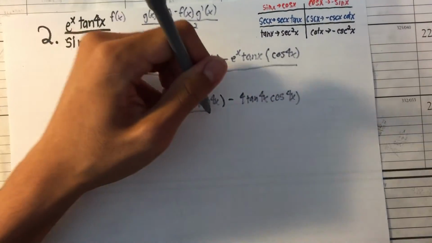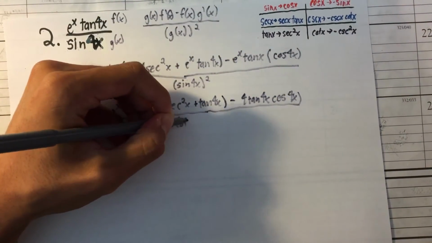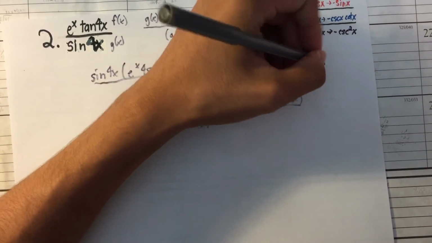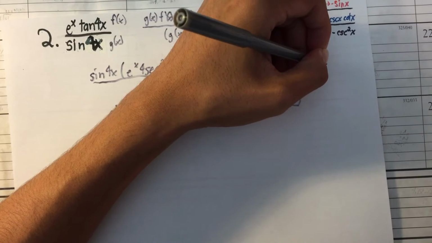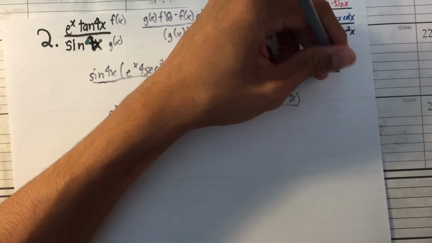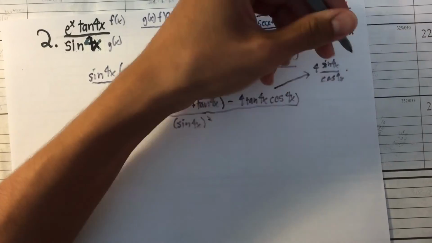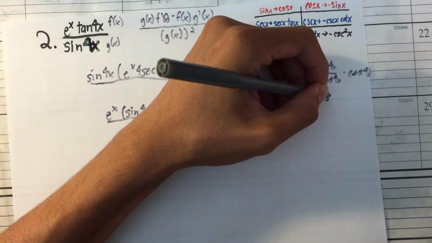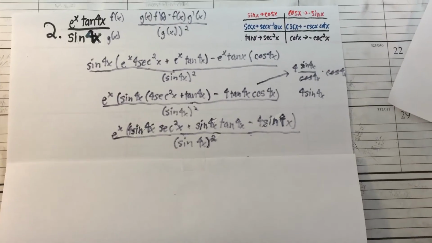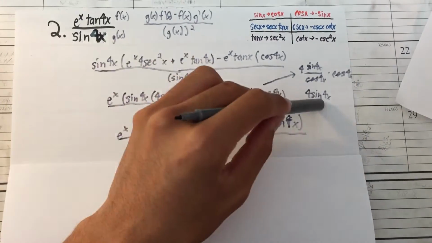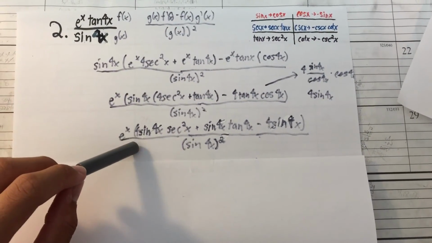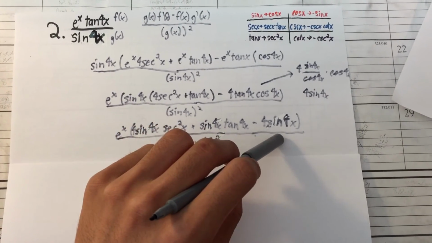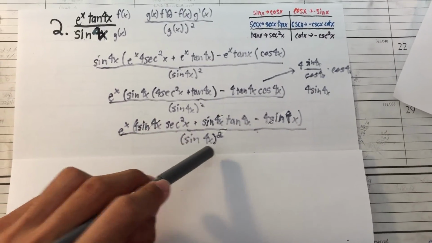From here, we can simplify the equation further, and this simplifies because tangent 4x is equivalent to sine 4x over cosine 4x, and that's times cosine 4x. So these cancel out and you're left with sine 4x. Knowing that this turns into 4 sine 4x, we end up getting e to the x times sine 4x secant squared x plus sine 4x tan 4x minus 4 sine 4x, all over sine 4x squared.